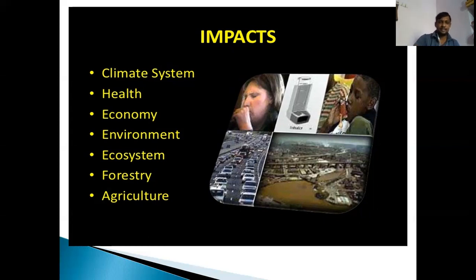Due to this acid rain, agriculture is going to be affected because due to this acid, the soil becomes acidic and the plants won't grow. These are the impacts due to the acid rain.